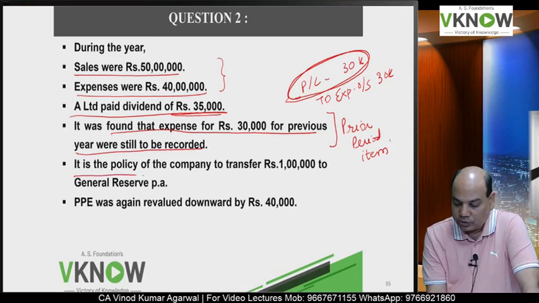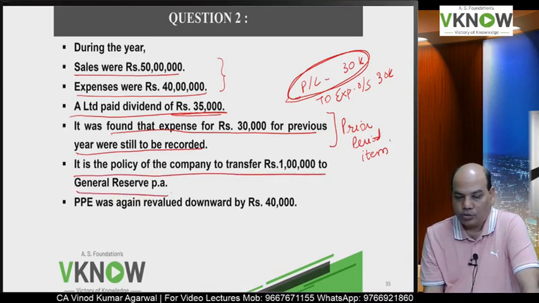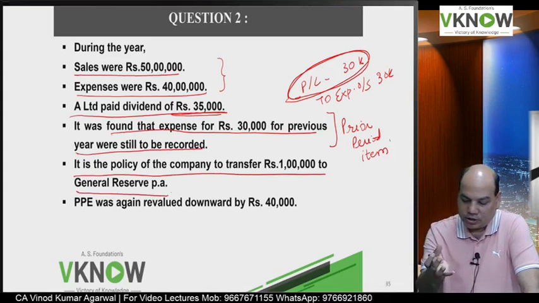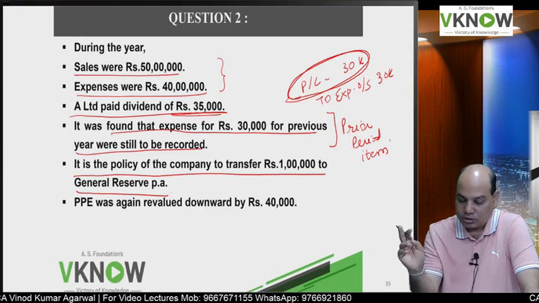It is the policy of the company to transfer 1 lakh to general reserve per annum. So I am going to deduct from retained earning and add in the general reserve in SOCIE.